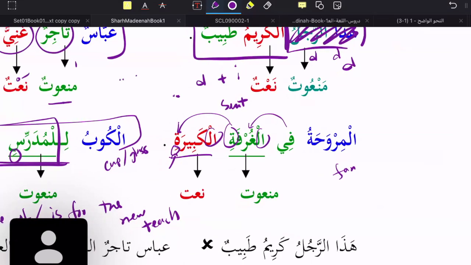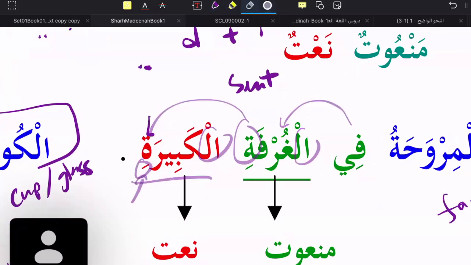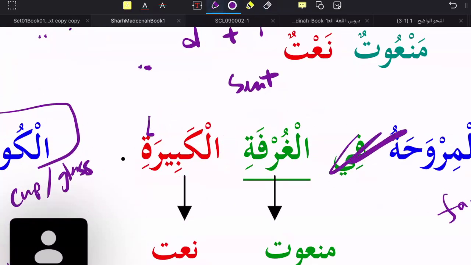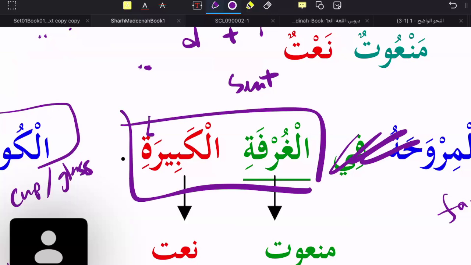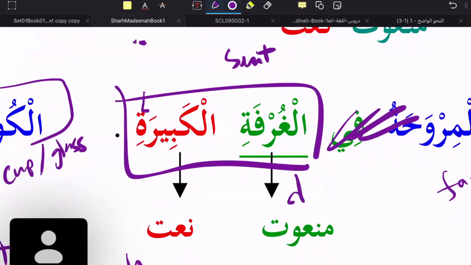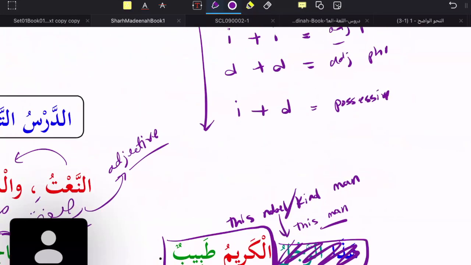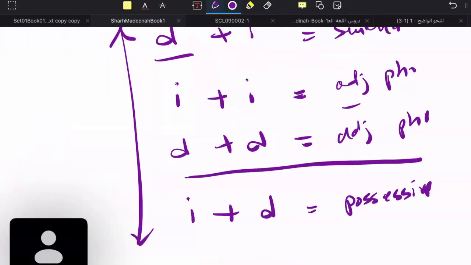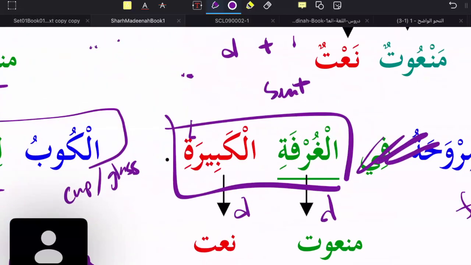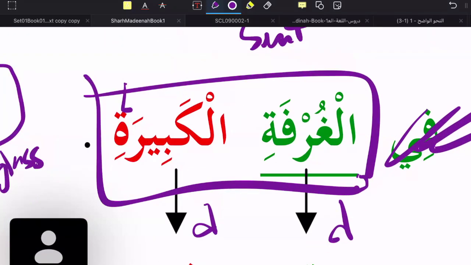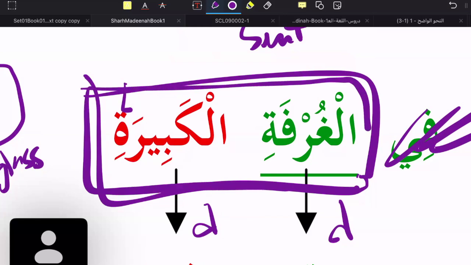But what if you just look into this one here? Okay, let's say there's nothing else here. You're just looking at this one. First one looks definite and second one looks definite. What would be your assumption? It is an adjective phrase. So here you cannot translate it as the room is big, because both of them are definite. So we have to translate it as a phrase, the big room.